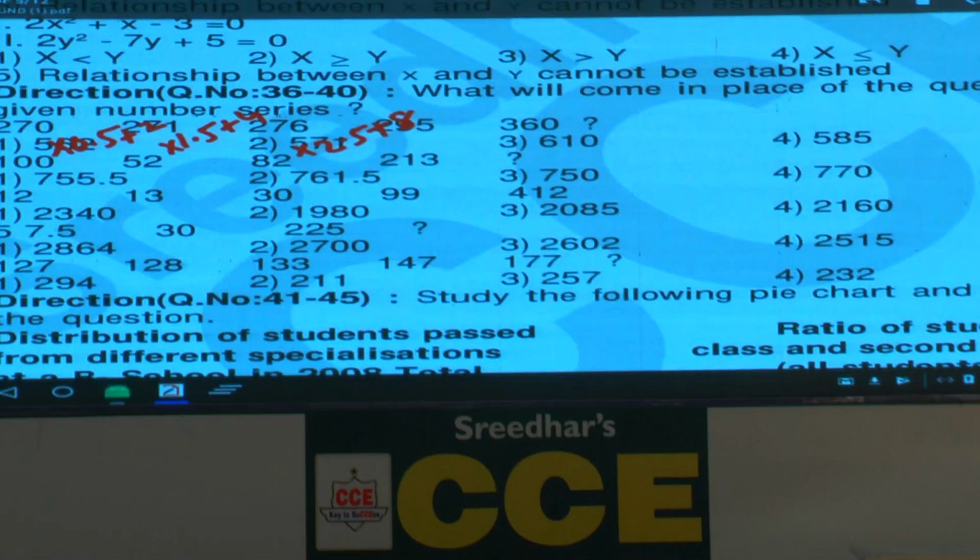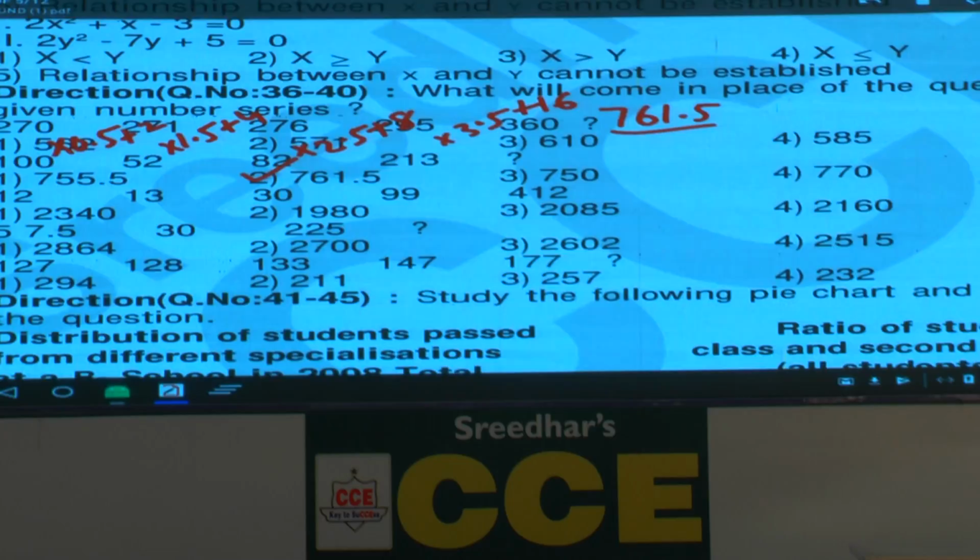Now again check. Into 0.5, into 1.5, into 2.5, the next one must be into 3.5, plus 2, 4, 8, the next one must be 16. Now 213 into 3.5 plus 16, tell me what is your answer here? 761.5, that is given in choice 2. 761.5, choice 2 is the answer. Clear now? Each of these numbers is multiplied with 0.5, 1.5, 2.5, 3.5 and 2, 4, 8, 16 are being added to this one. Question number 37.